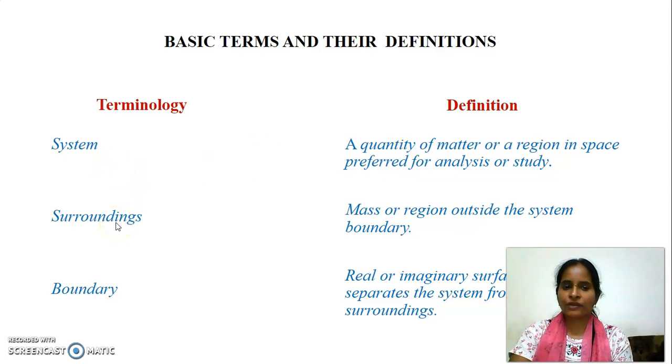Outside the system, everything is considered as surroundings. If you are considering a glass of water, that is your system. Outside the covered portion, apart from the glass, is considered as surroundings. A boundary is a real or imaginary surface that separates the system from its surroundings. The glass is separated from the surroundings only by its outer cover area. So your system is the glass of water.